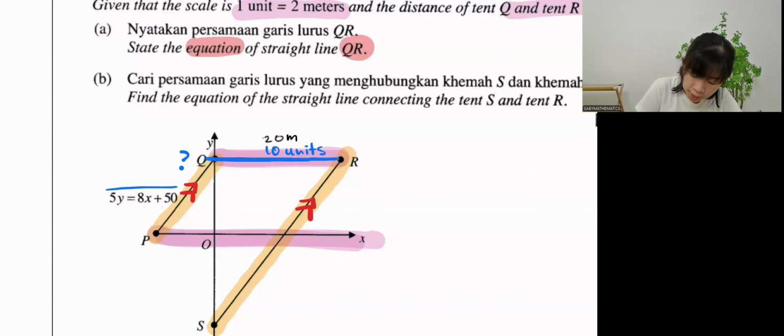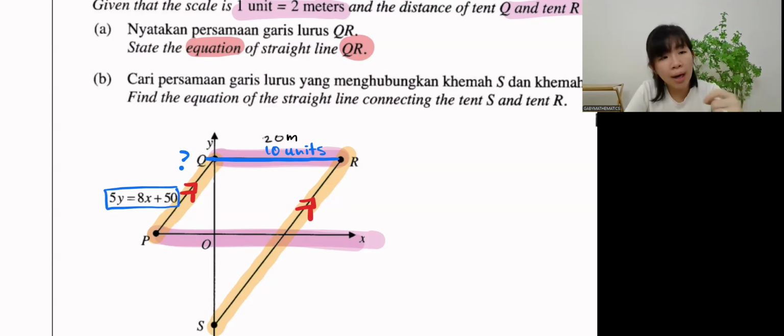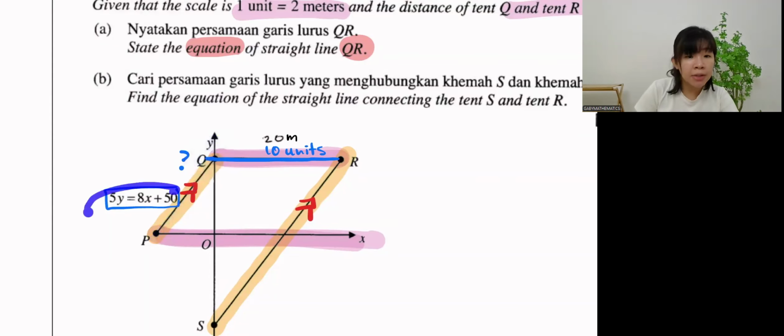Okay, you see the equation given. Every time when the equation given is not in y equals mx plus c, we arrange it. You see the y in front has 5. Can we say that the gradient is 8? Of course cannot. Can I say the c is 50? Cannot, because this is not y equals mx plus c. So we need to rearrange. The c is actually the y-intercept, which is here. So everything depends on this equation. Let's arrange the equation nicely first.